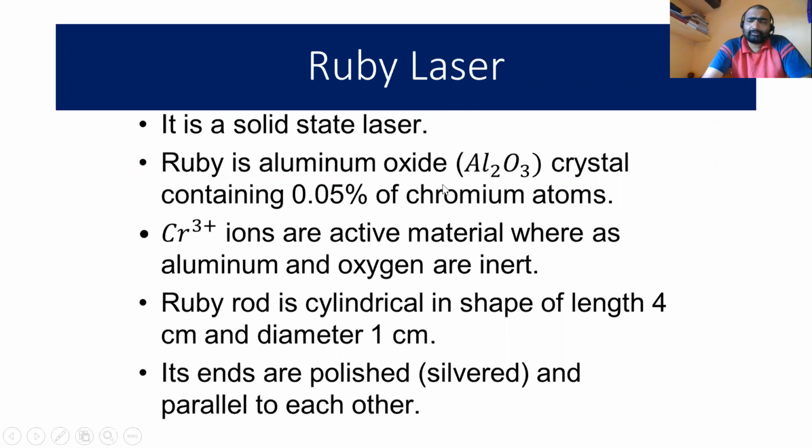Here we are using not pure ruby rod, but we are adding a certain amount of chromium atoms with a percentage of 0.05 percentage. Here, chromium ions, Cr3 plus ions are active material, whereas aluminum and oxygen are inert. The doped chromium ions are the active material. Ruby rod is cylindrical in shape, of length 4 centimeter and a diameter of 1 centimeter.